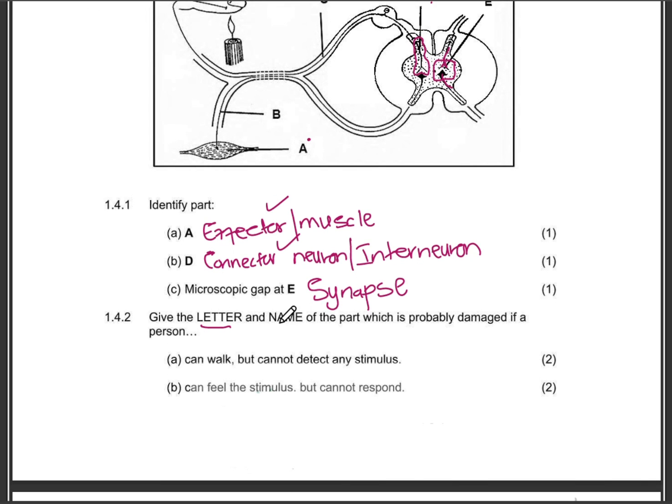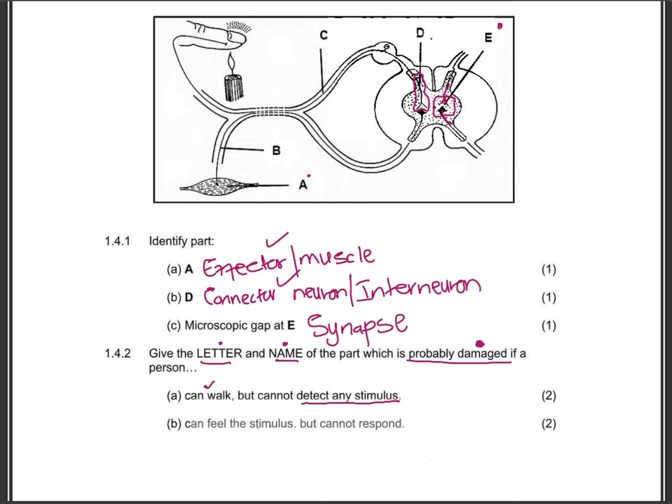Give the letter and name of the part which is probably damaged. Very important that we understand this question. They are asking us not for one thing, but two things, guys. They are asking us for the letter and also for the name of the part that will probably be damaged if a person is able to walk. This person can walk, but they cannot detect any stimulus. Stimulus is the change in the environment.